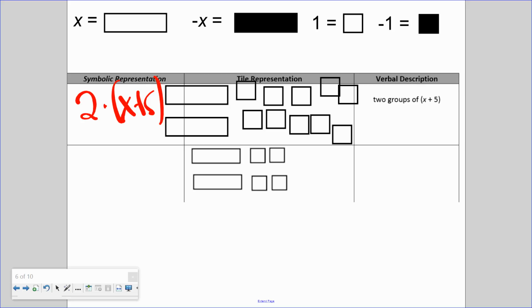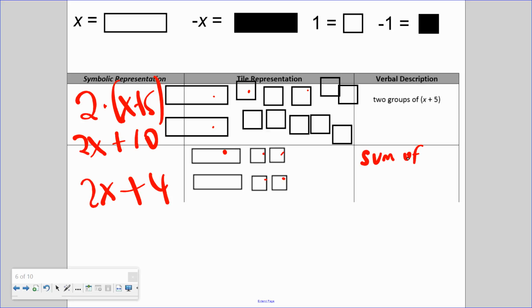Or if you want to say this, how many x's did you use to make this? 2 x's. How many ones did we use here? 2x plus 10, or 2 times 2 groups of x plus 5. Next one. What do you see in this picture? I see 2 x's plus 4. So I could say it is the sum of 2x and 4.